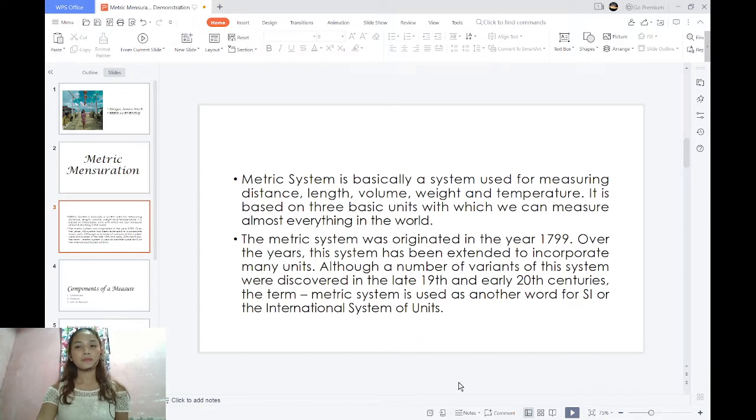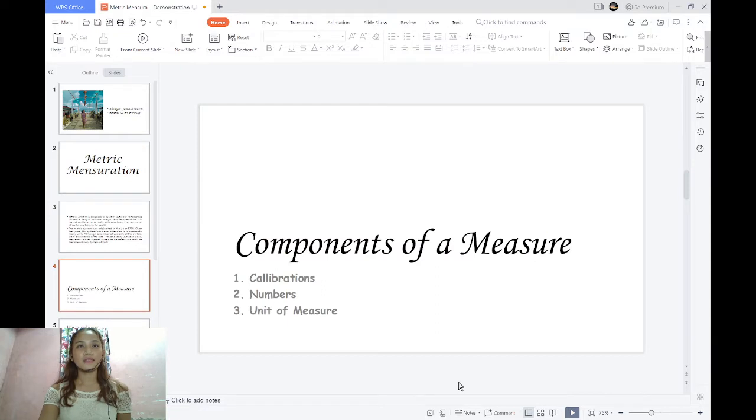So, in short, everything that we hold, an ointment, for example, or a comb, anything and everywhere we are, the metric system can measure it and can identify what size or what volume we are holding. In measurement, there are three components. First is the calibrations, then numbers, and last is the unit of measure.